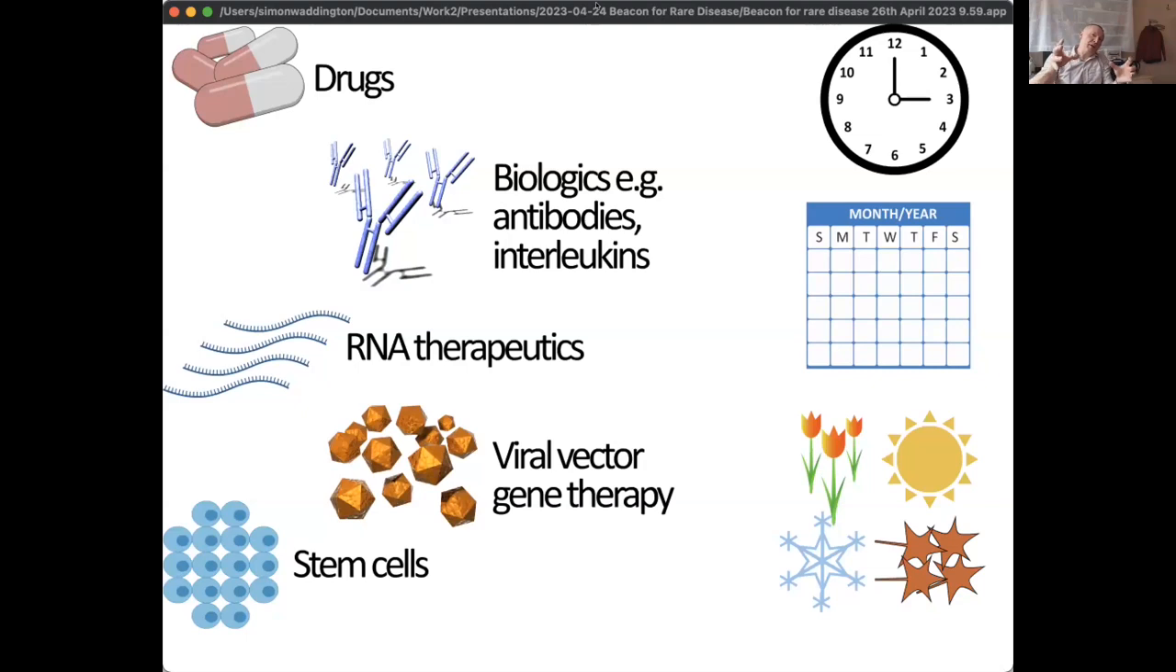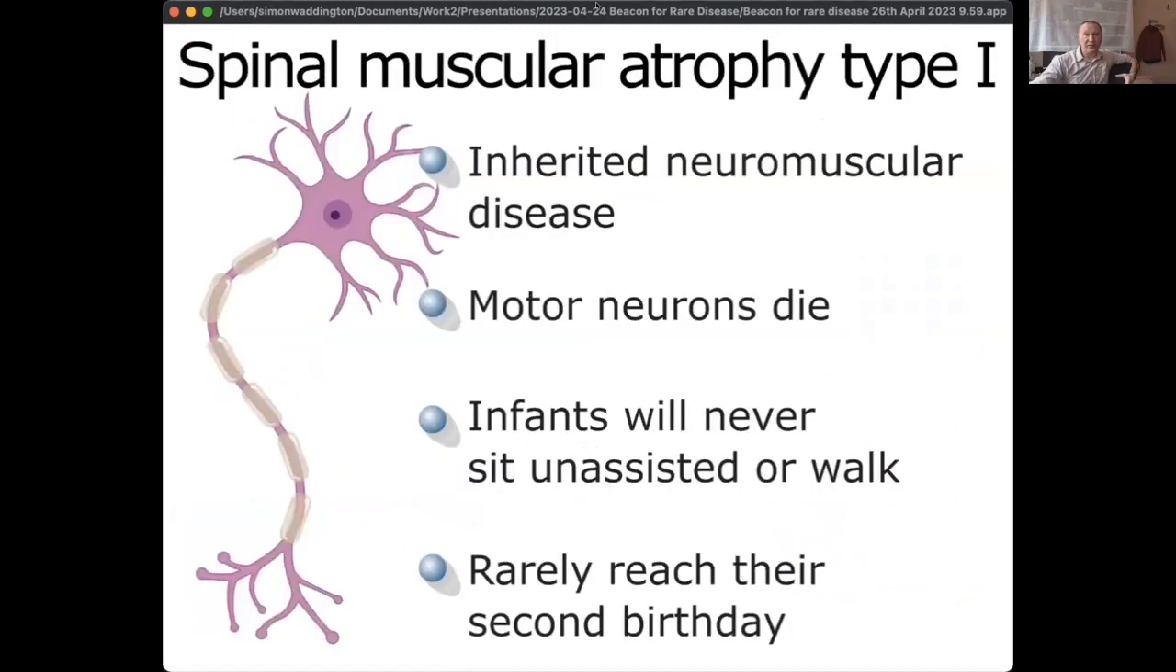So roughly, this is what you're looking at here, is that drugs don't last for a very long time at all. Biologics a bit longer, RNA therapeutics a bit longer, the viral vectors longer still, and possibly 50-50 between them and stem cells for lasting longest of all. But different diseases are treated with different modalities. I'm now going to just loop all the way back to type 1 spinal muscular atrophy.